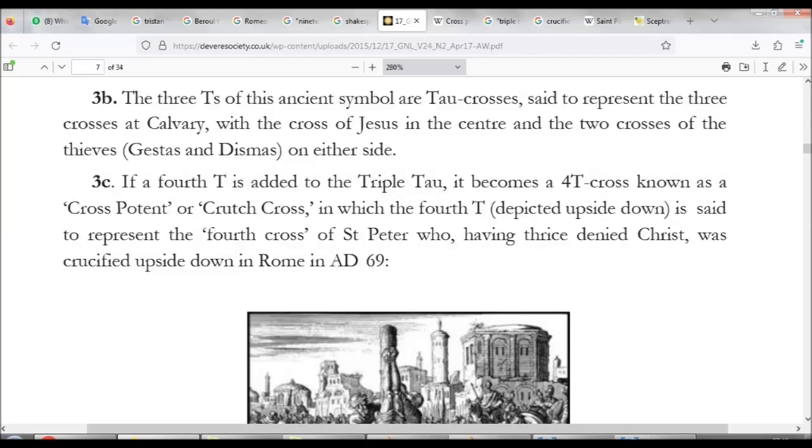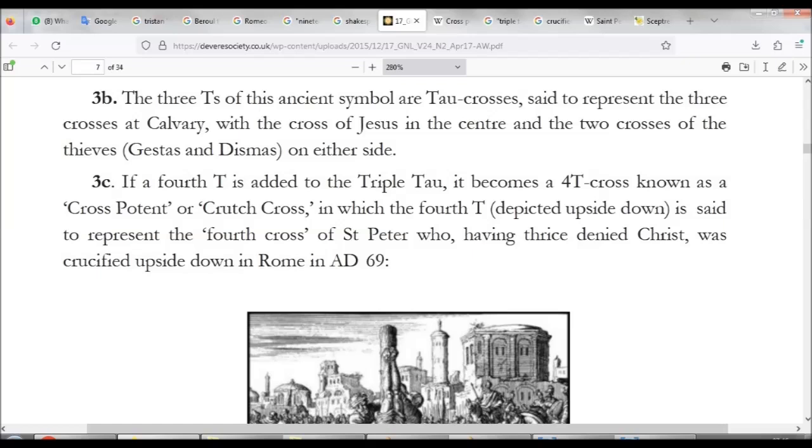So the triple Taus, yes, the 3 T's, are the triple 19s, the 3 19s of the Greek alphabet. The T, Tau, is the 19th, because the New Testament is written in Greek in the Bible. The triple T's of this ancient symbol are Tau crosses, said to represent the 3 crosses of Calvary, with the cross of Jesus in the center and the 2 crosses of the thieves, Gestas and Dismas, on either side. Yeah, the crucifixion, or the 3.